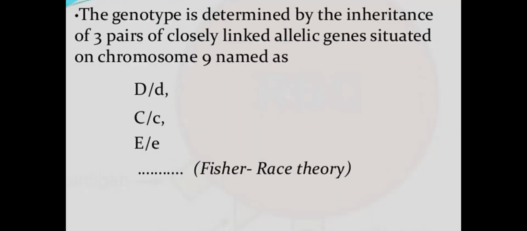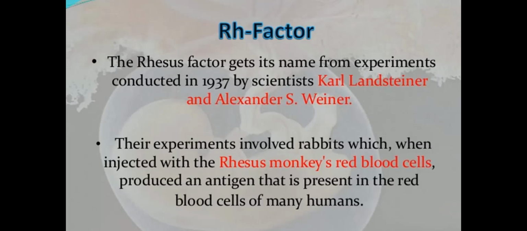The genotype is determined by the inheritance of 3 pairs of closely linked allelic genes situated on chromosome 1, named as Dd, Cc and Ee.